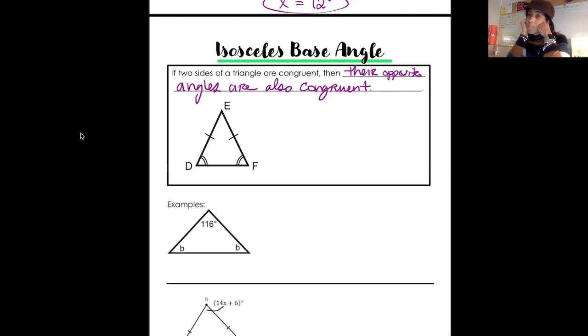So by definition, an isosceles triangle has two congruent sides. The third may or may not be congruent. So if two of the sides in the triangle are congruent, what they're basically saying is that the angles opposite them are also going to be congruent.